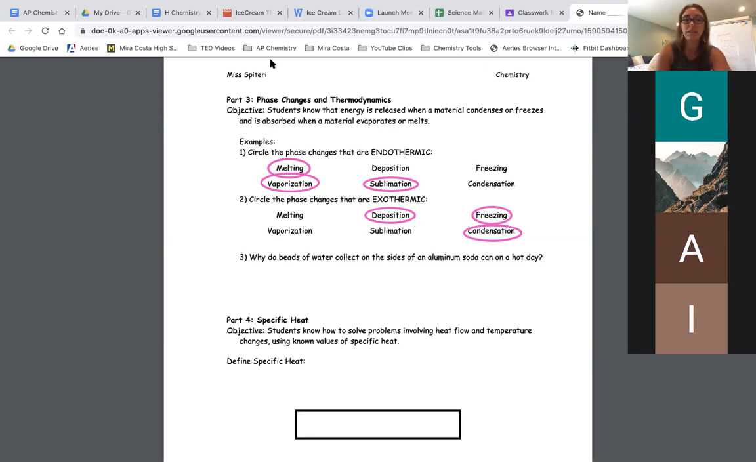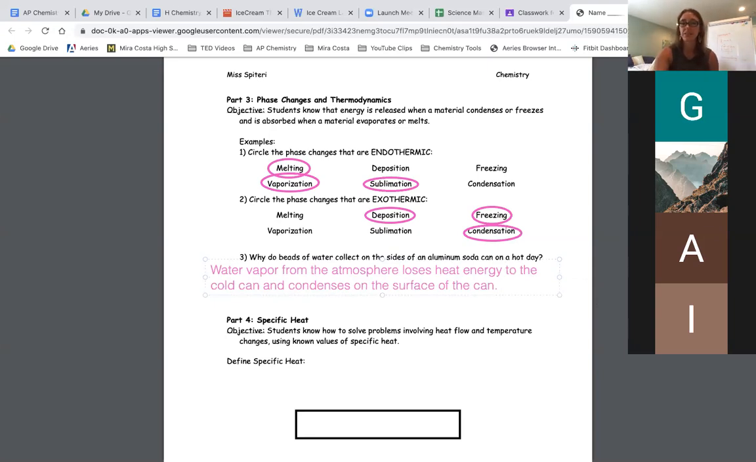So why do beads of water collect on the sides of an aluminum soda can on a hot day? We can say that water vapor from the atmosphere loses heat to the cold can and condenses on the surface.